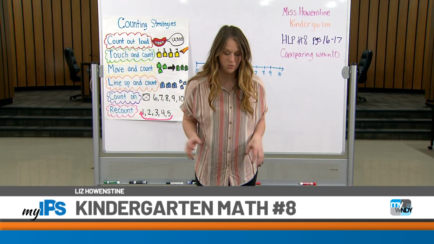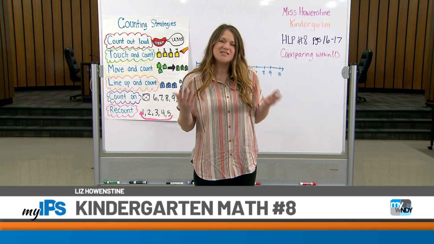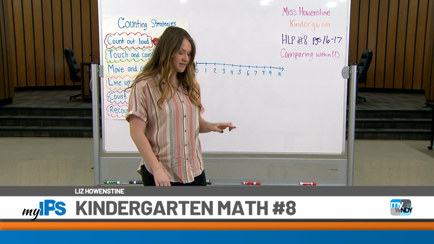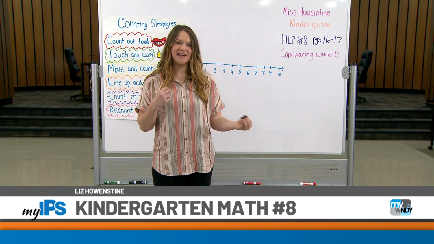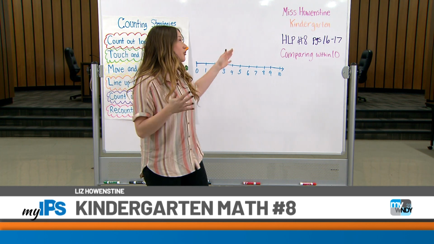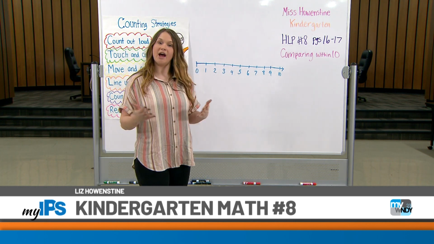So we have 2 groups, and we're going to see what's different about them. We are going to compare and see which one has less. Most of the time you're used to which one has more. Well, in your packet, it wants you to find which one has less.